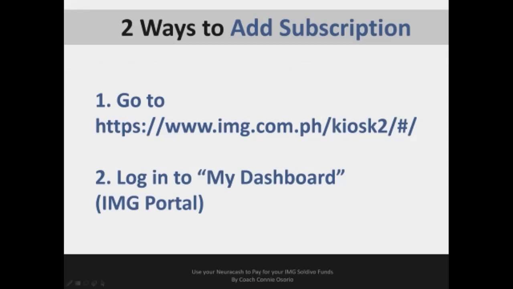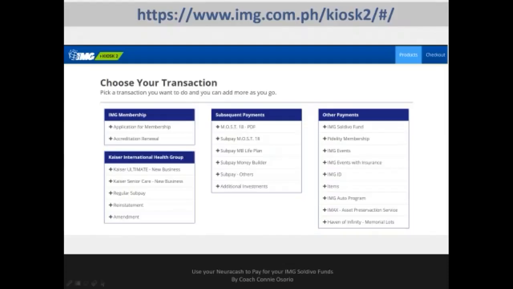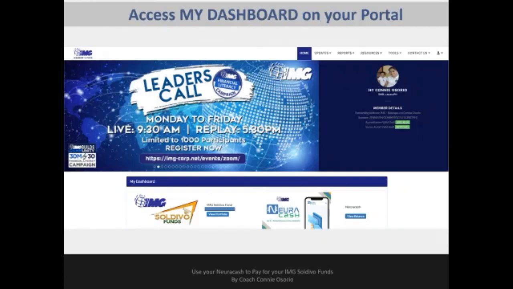Doon din po yung sinasabi natin kanina sa my dashboard. Since naka-open na tayo doon, pwede po tayo doon pumunta. Or pwedeng diretso sa kiosk 2. Sa kiosk 2 naman po, makakakita tayo ng ganitong page and you just need to go to other payments and then you will see there the first item for IMG Soldivo Funds. Pwede pong i-click yan. Okay? Or doon nga po sa ating My Dashboard on your portal, you can access that and then click that View Portfolio button over there. Okay?